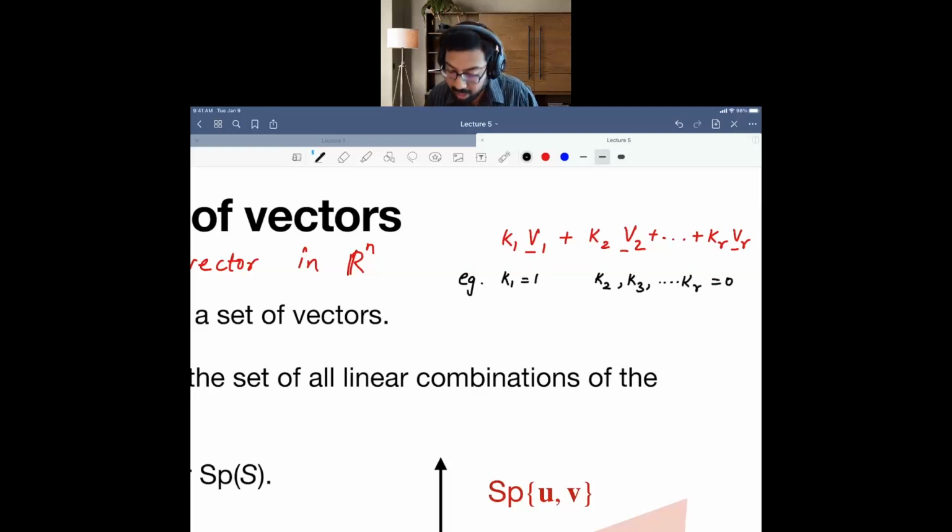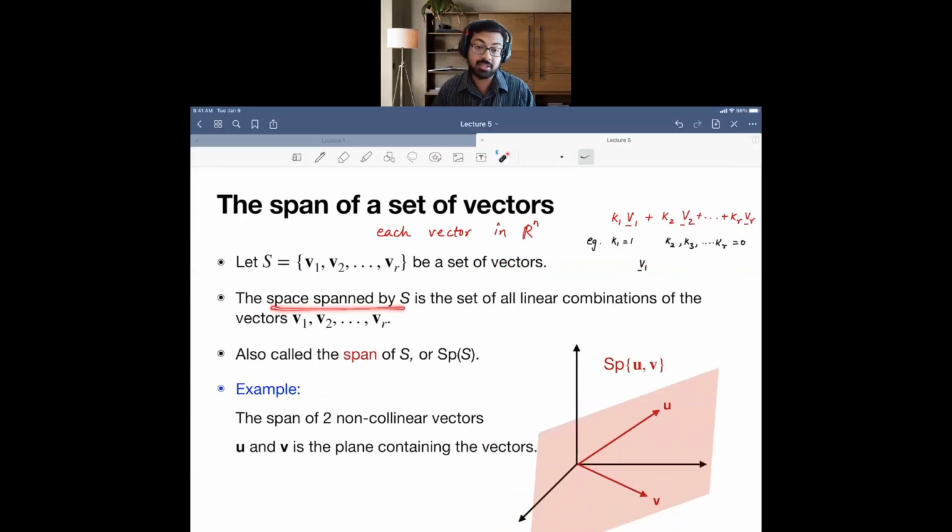If I do that, what do I have? My vector over here is simply going to be v1. So v1 over the linear combination is going to be just v1. So v1 is going to be included in the span. Similarly, v2 will be included in the span if I considered k2 to be a 1 and all the other k's to be a 0, which essentially means that any vector is going to belong to the span.